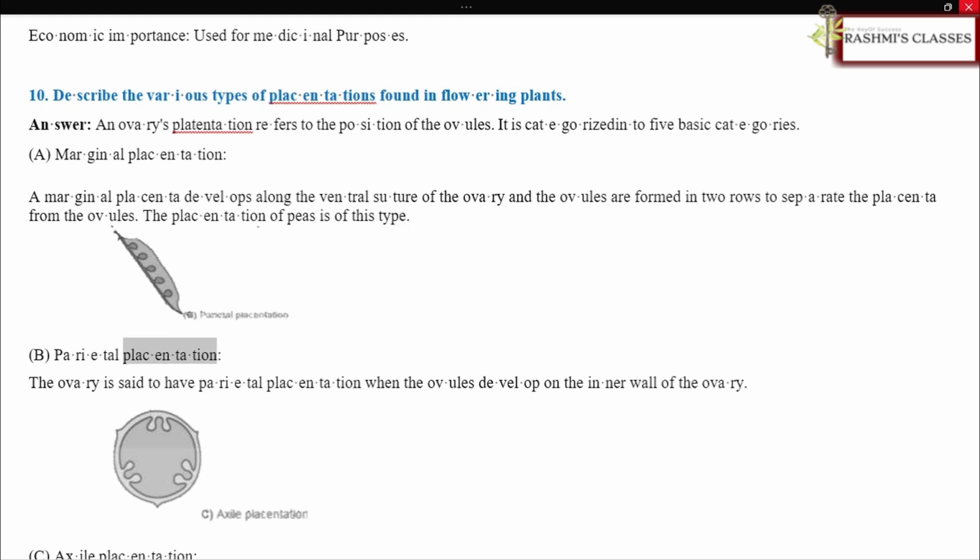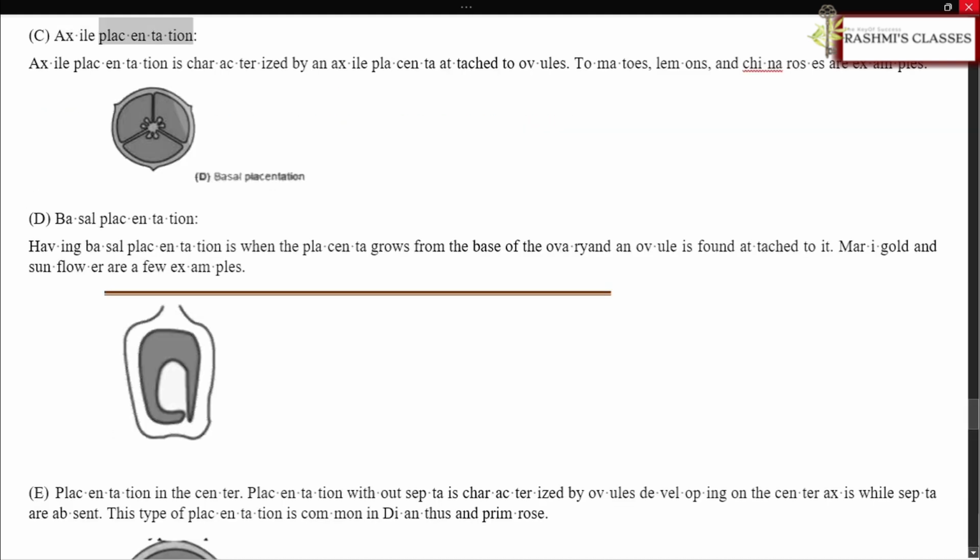Parietal placentation. The ovary is said to have parietal placentation when the ovules develop on the inner wall of the ovary. Axile placentation. Axile placentation is characterized by an axile placenta attached to ovules. Tomatoes, lemons, and China roses are examples. Basal placentation. Having basal placentation is when the placenta grows from the base of the ovary and an ovule is found attached to it. Marigold and sunflower are a few examples.